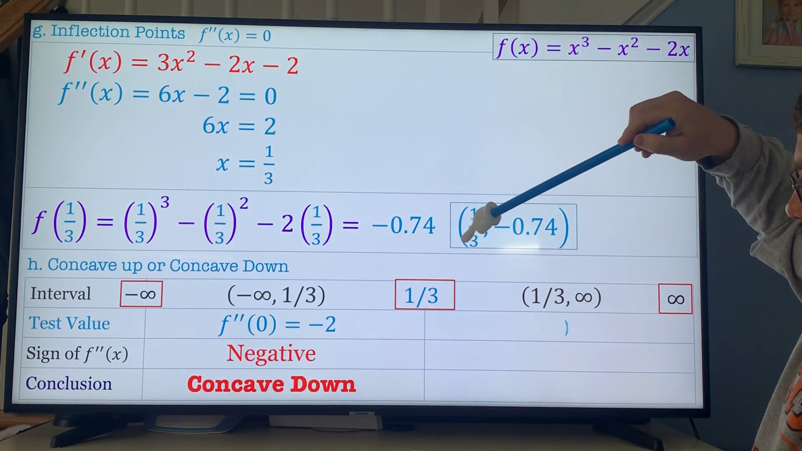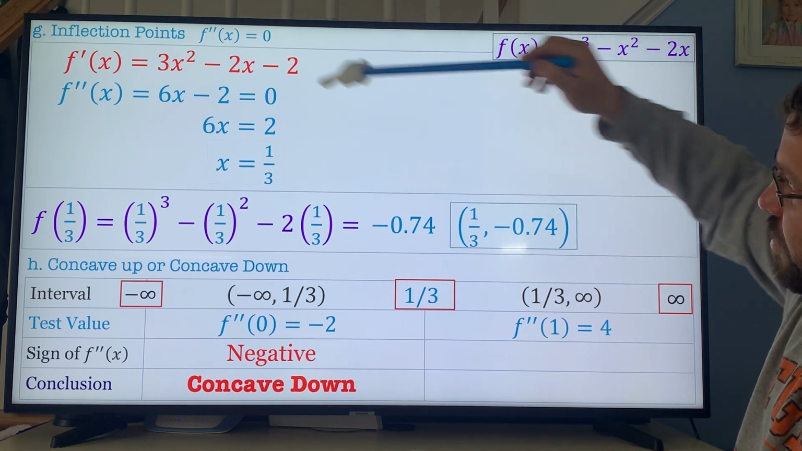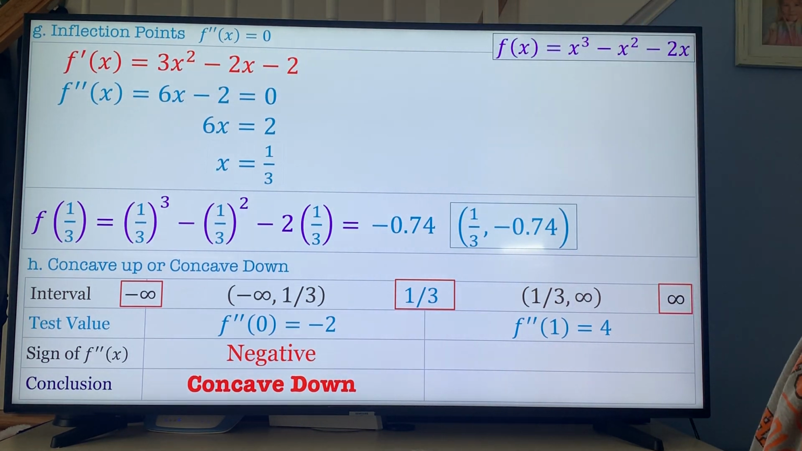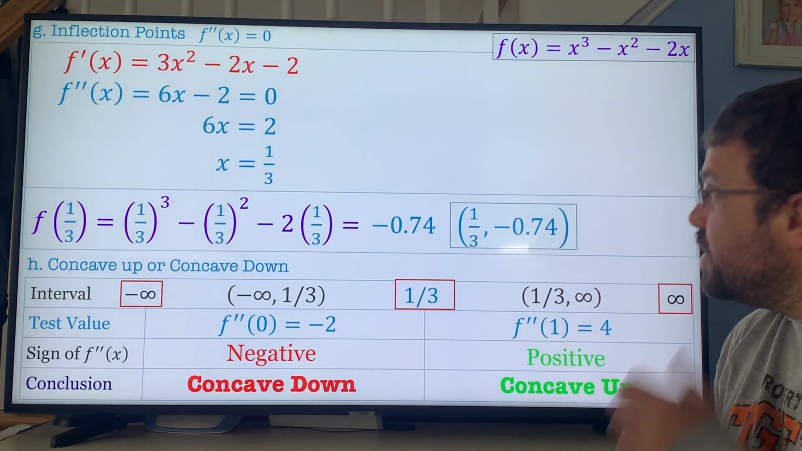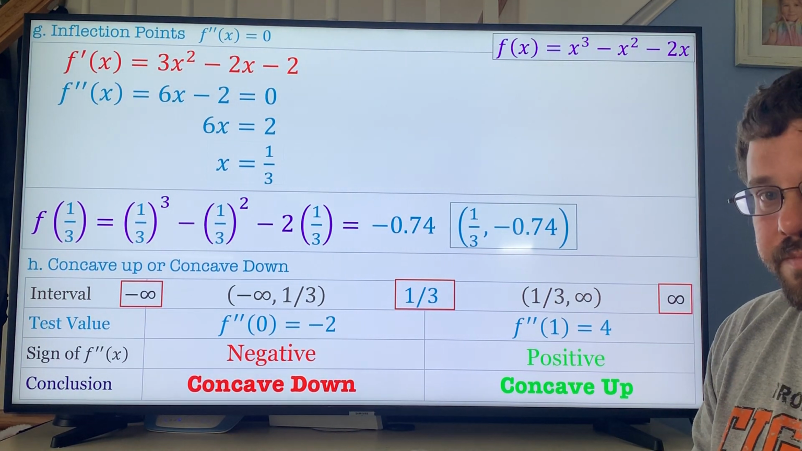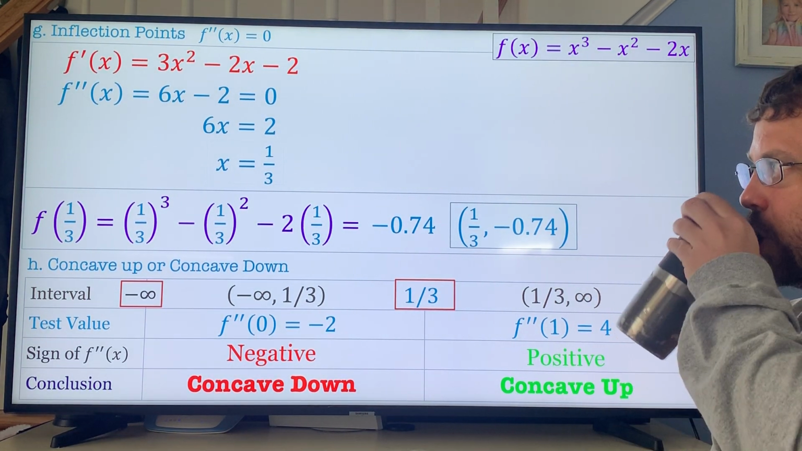We get to this point, and I bet it's going to be upwards. Pick one: 6 minus 2 is 4. Upwards concavity afterwards. Right? So sometimes these are very easy. See how much quicker the second one goes?